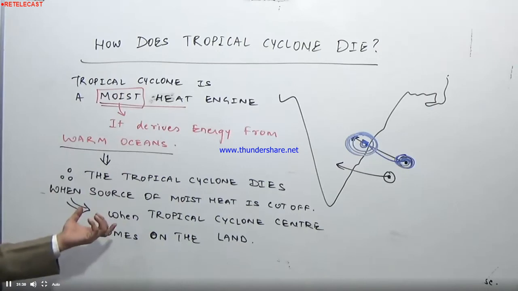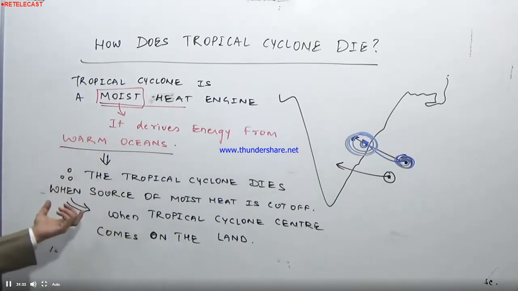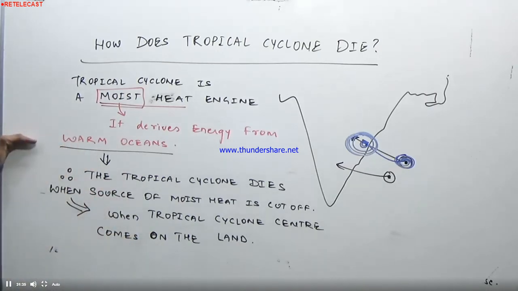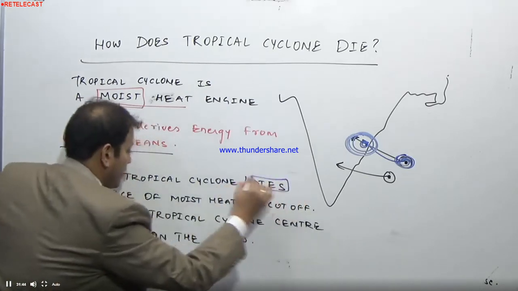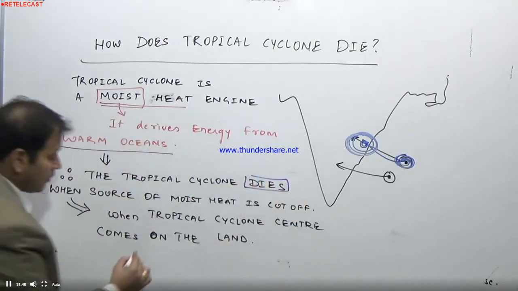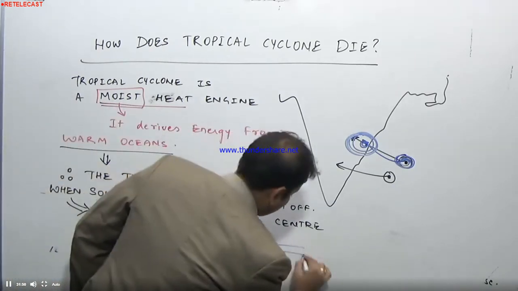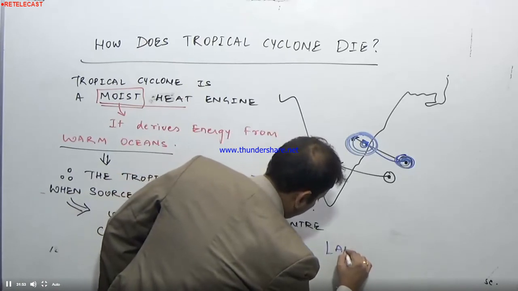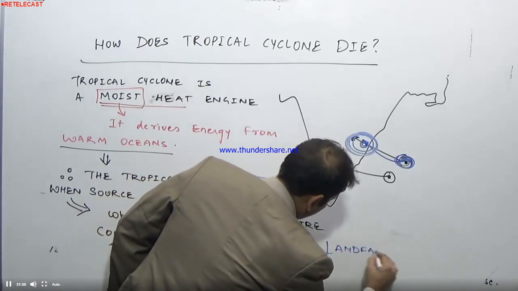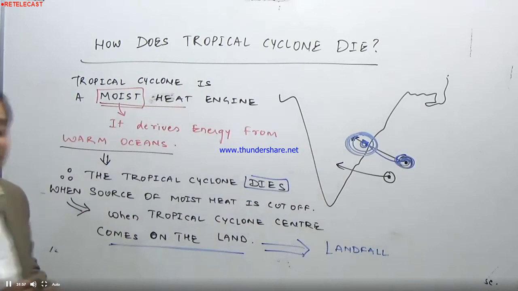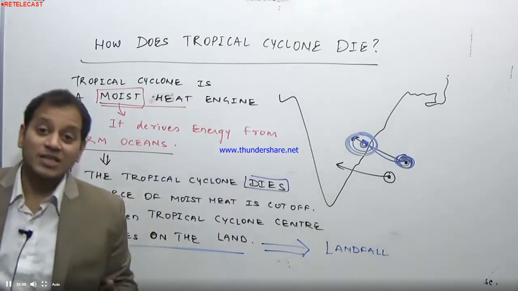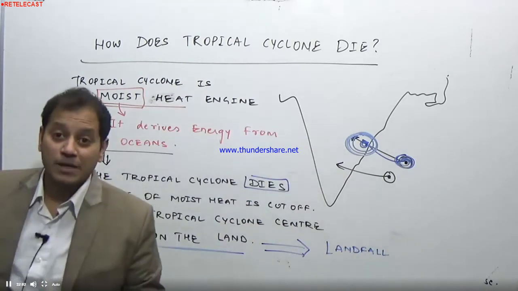the tropical cyclone dies. The tropical cyclone derives the energy from the moist heat. Therefore, the tropical cyclone dies when the source of moist heat is cut off, and the source of moist heat is cut off when the center comes on the land. Such a position is known as landfall of a tropical cyclone. So this is the structure and the process of a tropical cyclone.